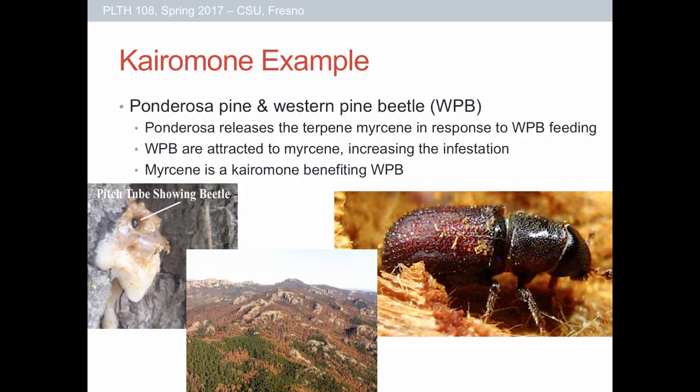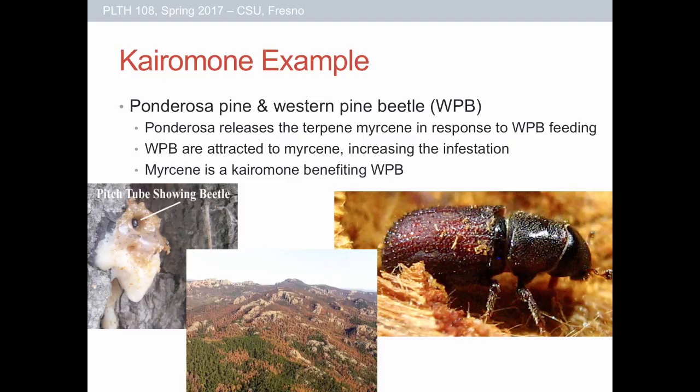So an example of a kairomone would be this whole western pine beetle situation that we're dealing with right now. Western pine beetles are currently wiping out a lot of our pine forests up in the Sierra Nevada, and they are a natural part of this ecosystem. They hang out in the forests, they tend to feed on dying trees and kill them off, and they're just a good way to remove older trees from the forest and open up gaps for younger trees to move in.